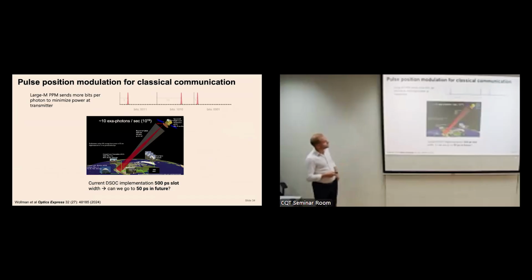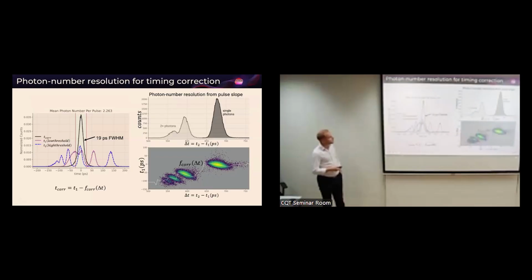Another thing that we did was to figure out what is the absolute fastest we can do this deep space optical comm. For the current cat video I showed you from deep space, the time slots were only 500 picoseconds, but we wanted to do a test bench demonstration using these detectors to see if we can improve that by an order of magnitude and increase the data rate even more. And it turned out that you actually wanted to use the photon number resolution of the detectors to correct for time smearing in the signal itself.